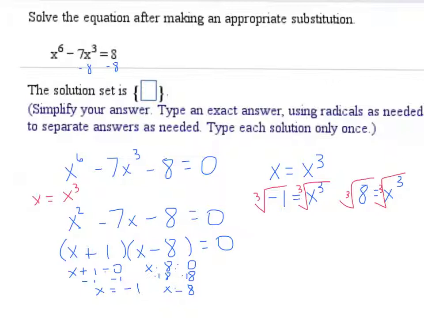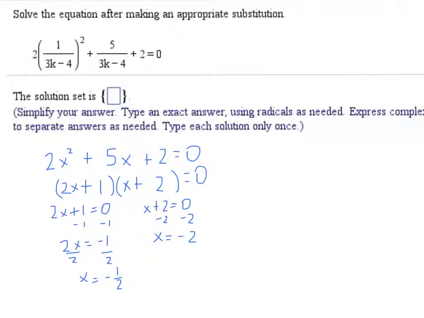But if I take the cube root of x cubed, I just get an x, and the cube root of negative 1 is negative 1. It's negative 1 times negative 1 times negative 1 gives me negative 1. So that's its own cube root. And for this one, x is equal to the cube root of 8, which is 2, because 2 times 2 times 2 will give me 8. So these are my solutions.